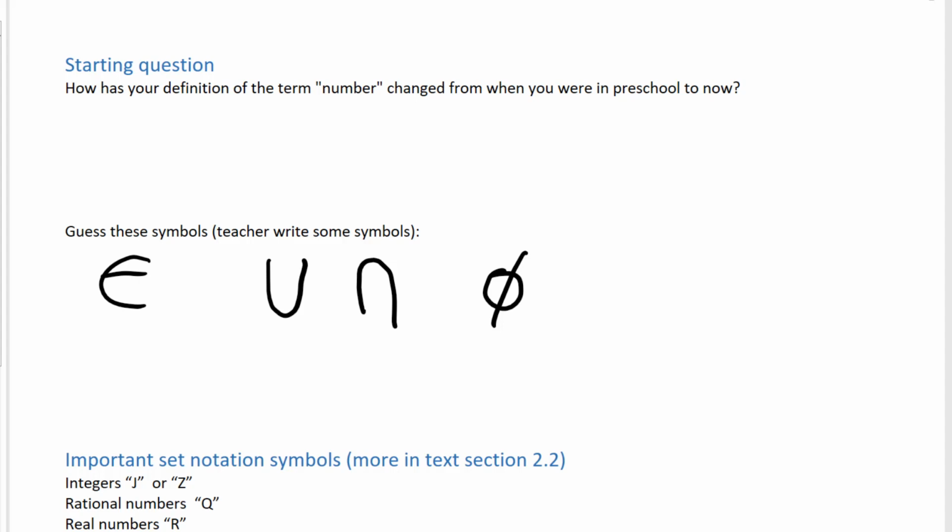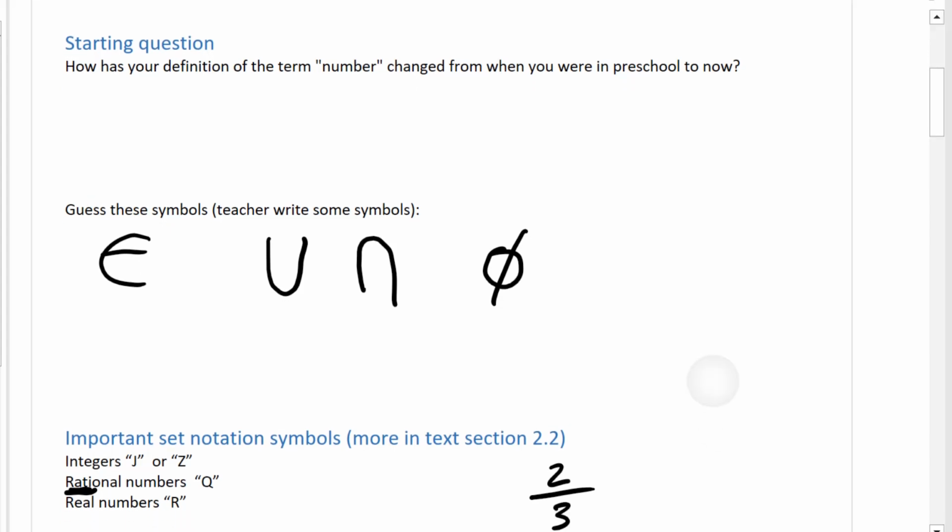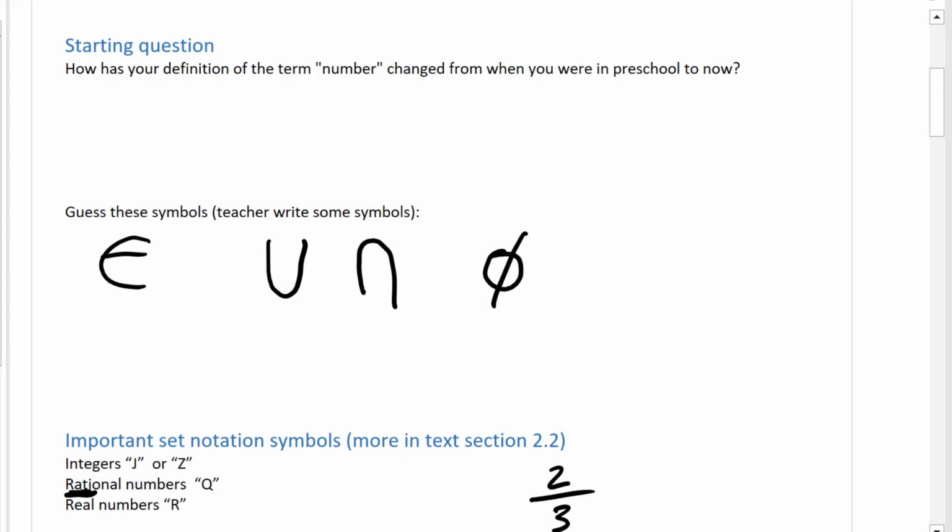The next group or set is called rational numbers, and that's Q. So does anyone remember what a rational number is? The definition is you can put it into a ratio. So you can divide an integer by another integer. That makes it rational. So 2 over 3 or 0.666 reoccurring, they're rational numbers.